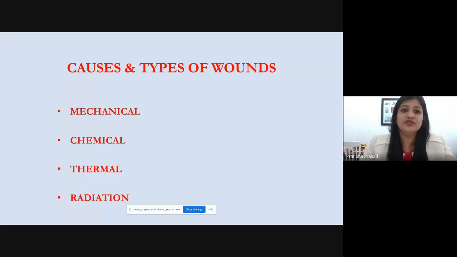Different types of wounds are there based on the causes. They're classified as mechanical if formed by an object, chemical if caused by, for example, acid, thermal if caused by heat, that is heat burns and other wounds, and radiation, which are the wounds that occur because of radiation. It could be in the form of a treatment, or it could be an accidental exposure.